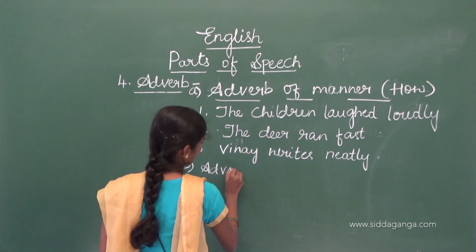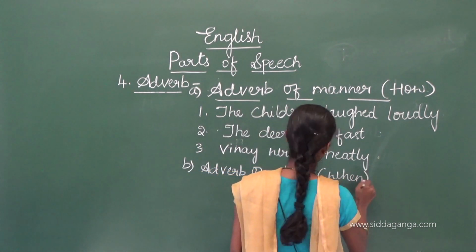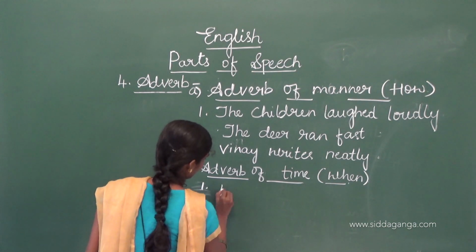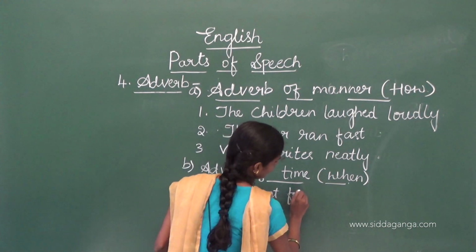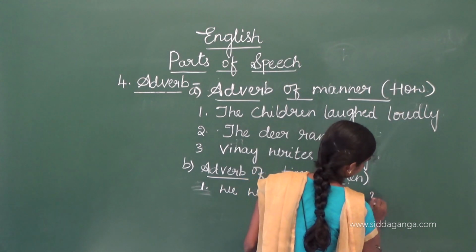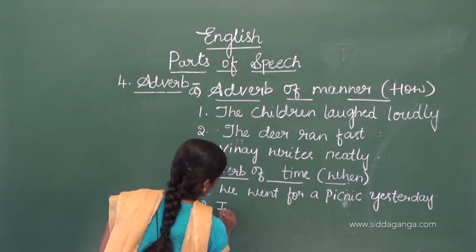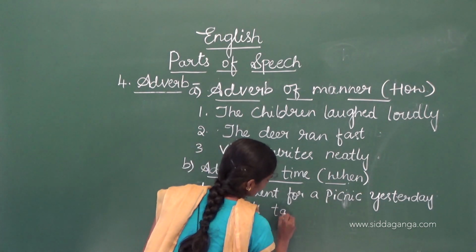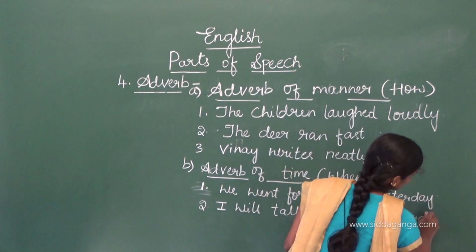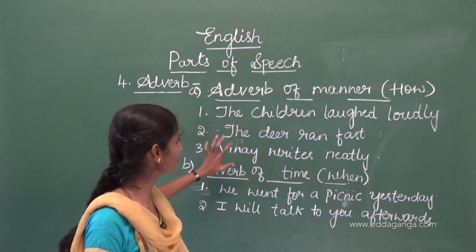Again the second form, adverb of time. So time it will tell us about when. Okay. Again I will write here some 3 examples. We went for a picnic yesterday. Okay. I will talk to you afterwards. Okay. So here I have written two adverbs here. Adverb of manner and adverb of time.